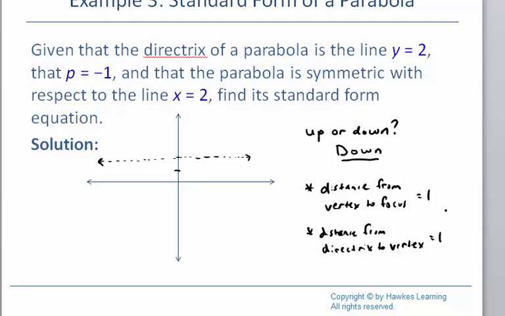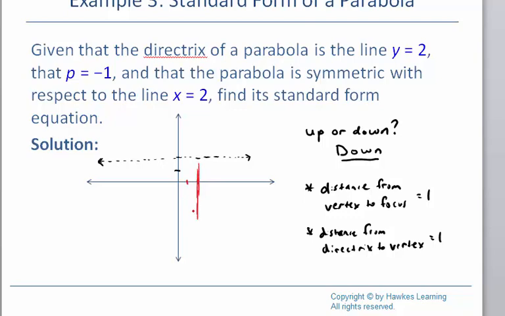The other thing that we know is that the parabola is symmetric with respect to the line x is equal to 2. So let's think about where x is equal to 2 is. It's going to be a vertical line at 2. So this is a line of symmetry for our parabola, which means that line is going to cut our parabola in half. If the red line cuts the parabola in half, then the red line has to go through the vertex of the parabola. So I know that my vertex has to lie along the red line.